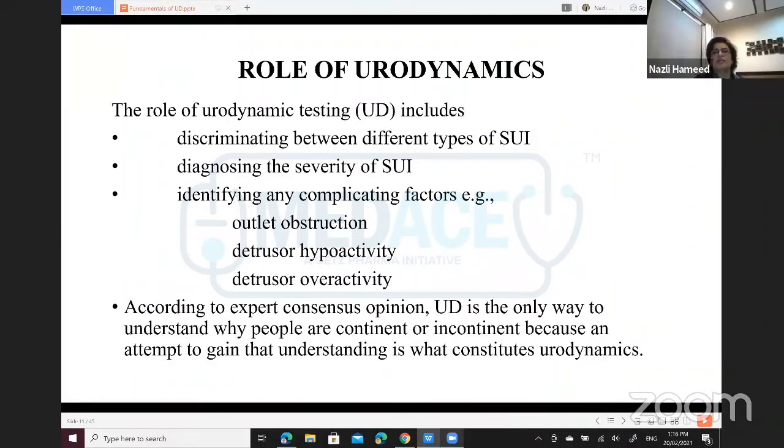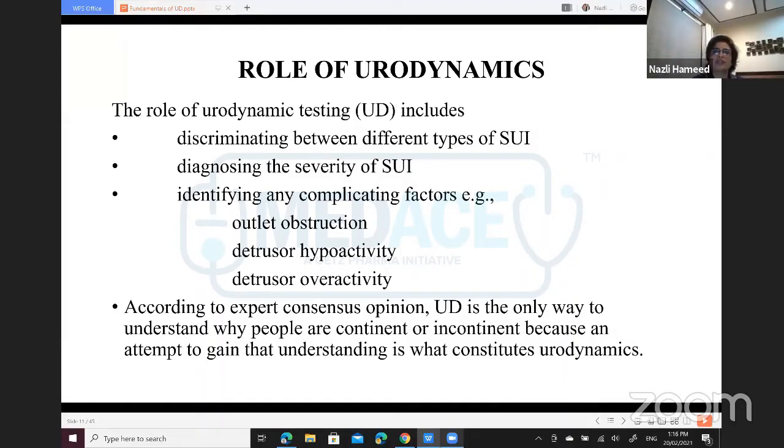So the main role is discriminating. The main role of urodynamics is to discriminate between different types of incontinence, differentiating the severity of stress incontinence, and identifying any complicating factors, for example, outlet obstruction, detrusor hypoactivity, detrusor overactivity, which possibly may complicate your postoperative results if you are subjecting a patient to surgery. So it's a good idea to do these tests before that.